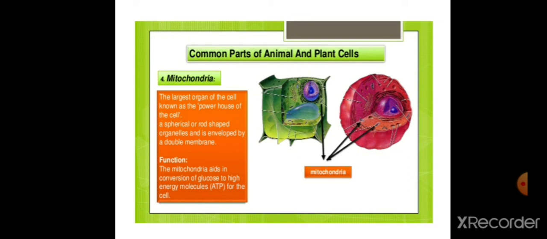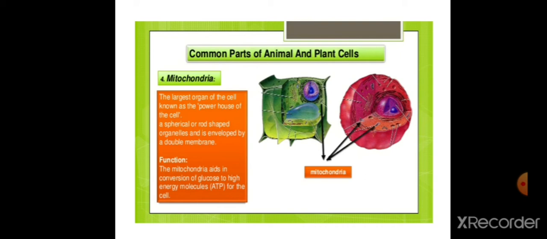It is a spherical or maybe a rod-shaped structure, a rod-shaped organelle, and it is enveloped by a double membrane. So remember, mitochondria is the largest organelle of the cell. It is known as the powerhouse of the cell. How is the shape? Shape is either spherical or rod, and it is enveloped by a double membrane.